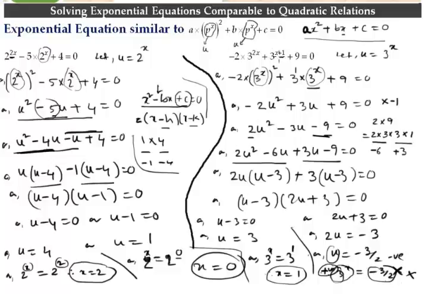So for solving this quadratic form of exponential equation, we are getting only one solution, x equals 1.